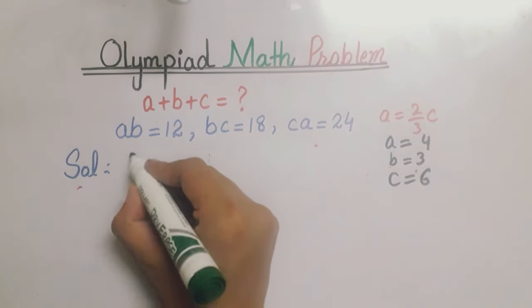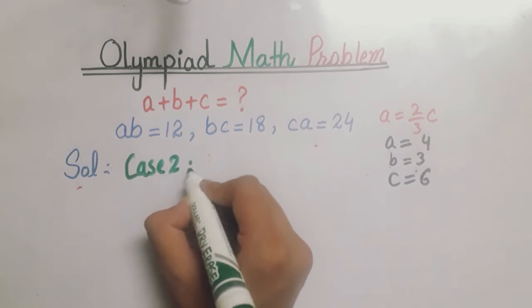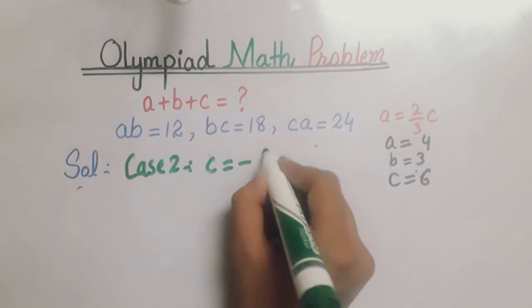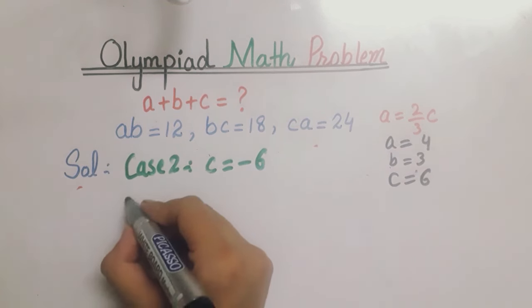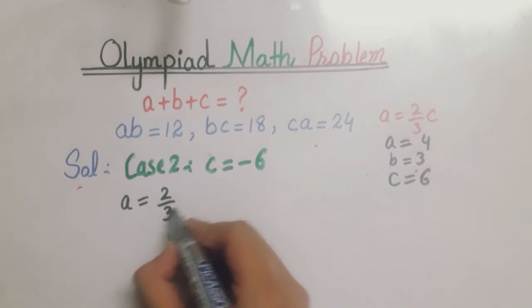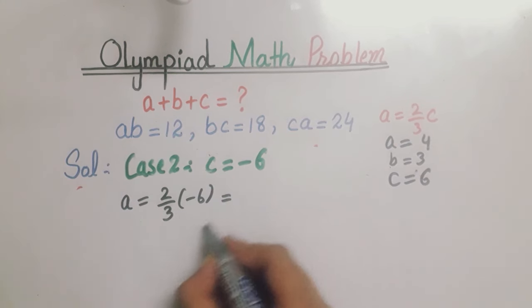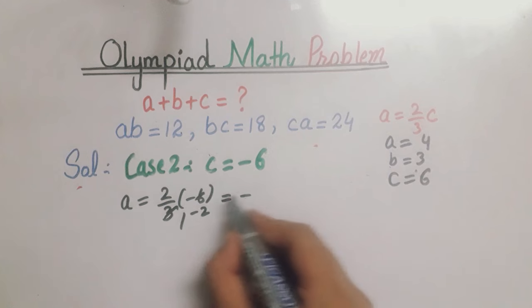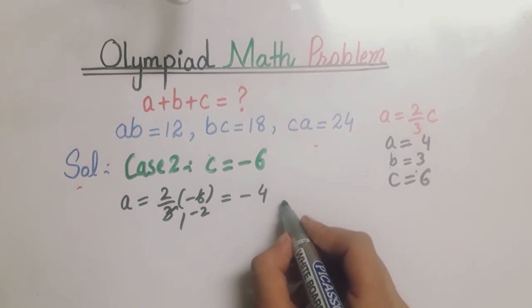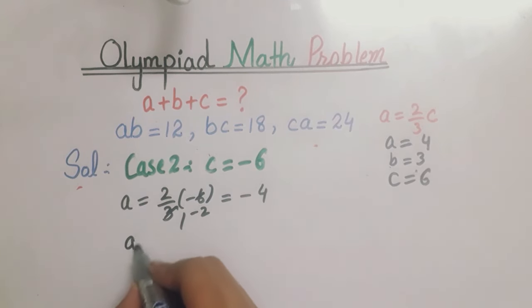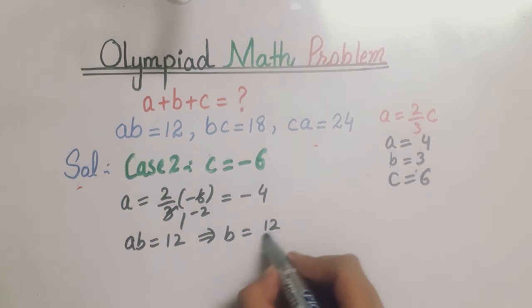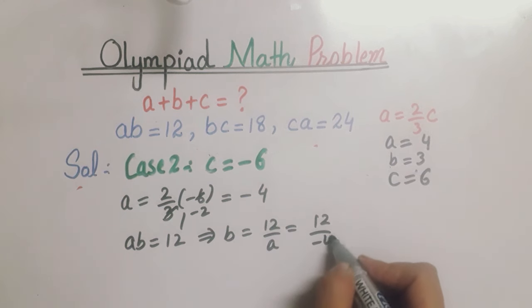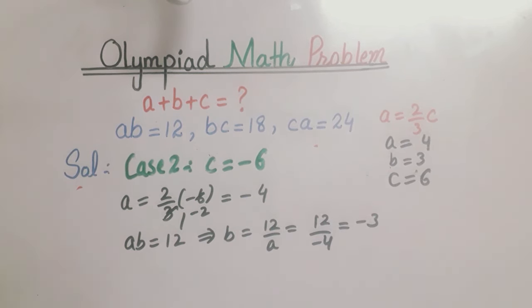Now we will solve case 2. In case 2, we have C equals minus 6. So substitute the value of C in this equation. We get A equals 2 by 3 C, and C is minus 6, which implies that 2 multiplied by minus 2 is minus 4. The value of A is minus 4. Now AB equals 12. This implies that B equals 12 by A. So 12 by minus 4, this is minus 3. So the value of B will be minus 3.